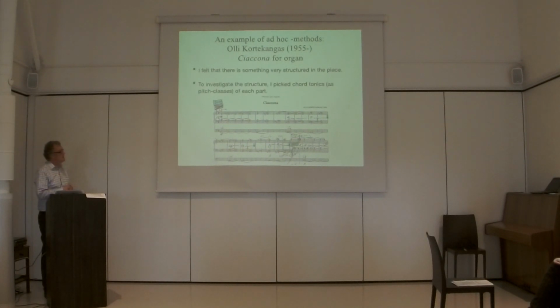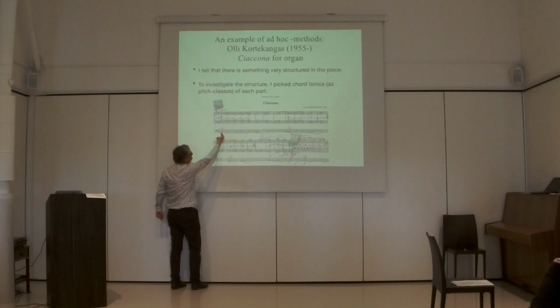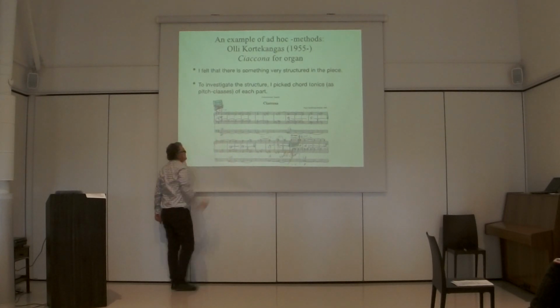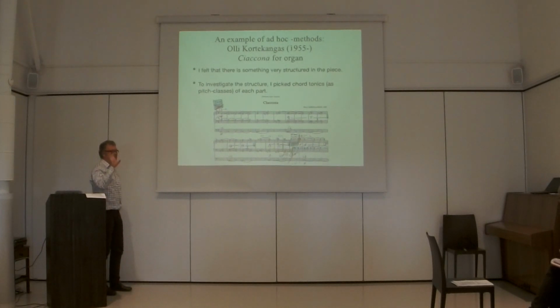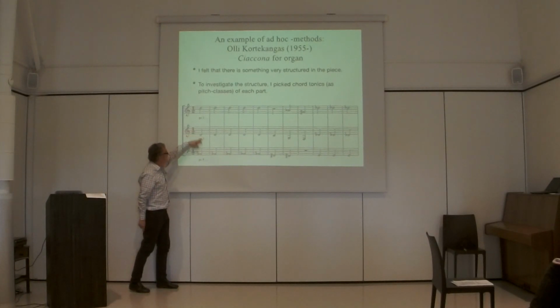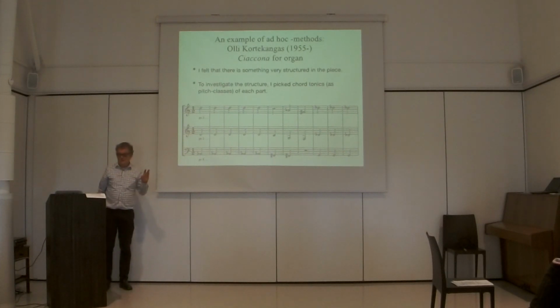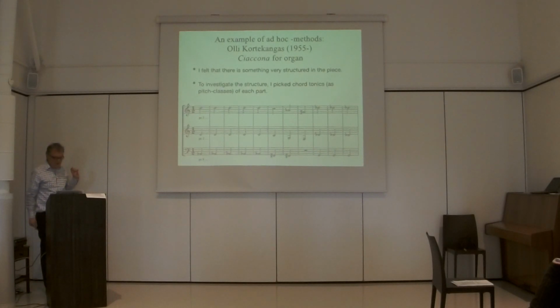And what did I do? I picked the chord tonics of each part. For example, here there is D minor and D minor, so the tonic is D, and here is A flat or G sharp. Yes, G sharp. So the tonics of the first measure are D, B, and A flat or G sharp. And I don't know if this term, pitch class, is familiar. Do you know the term pitch class?